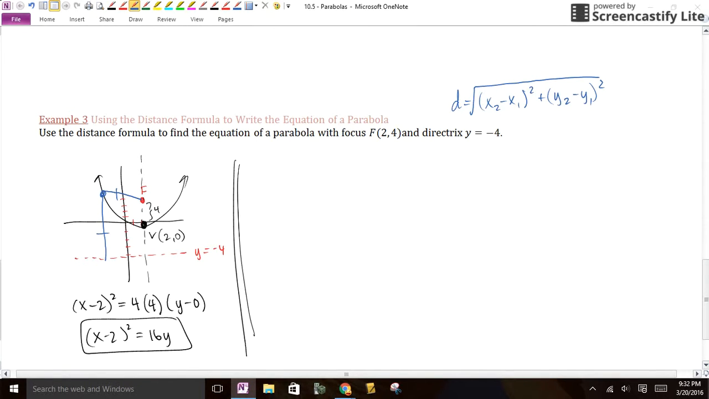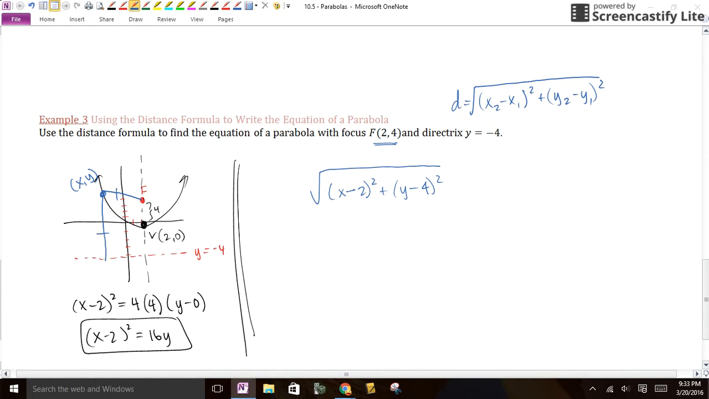So we have one point that we know, the focus. That's easy. So the distance to the focus would be (x minus 2) squared plus (y minus 4) squared, square rooted. That's the distance to the focus from any point. I just made up a point, by the way. The point was (x, y). I made it up and I made the distance to the focus. So we just found that distance, right?